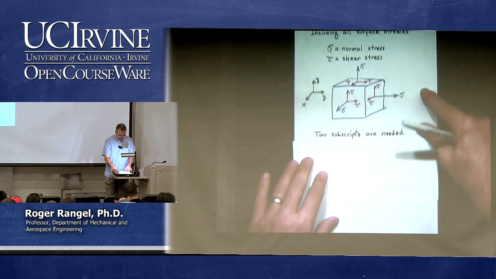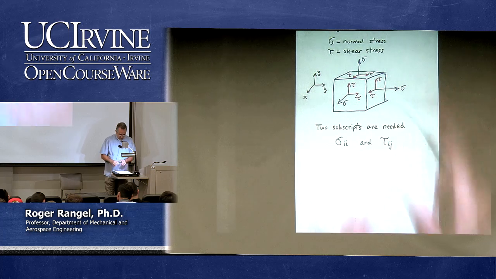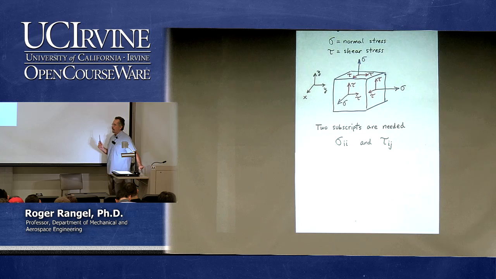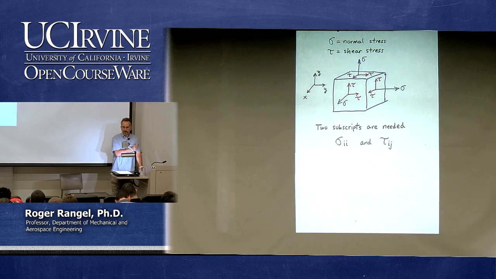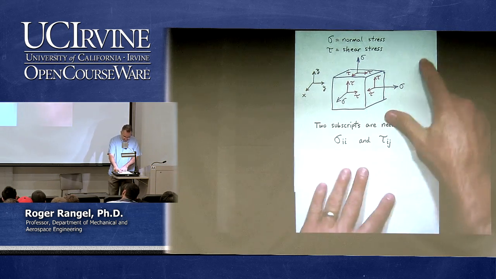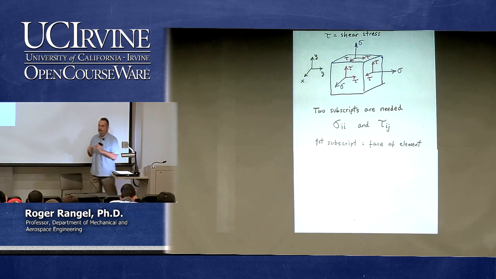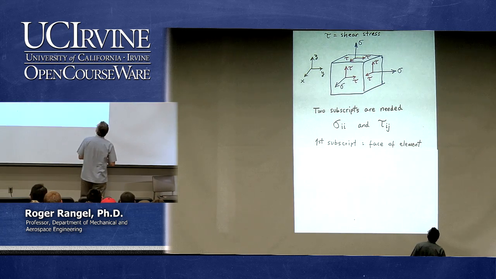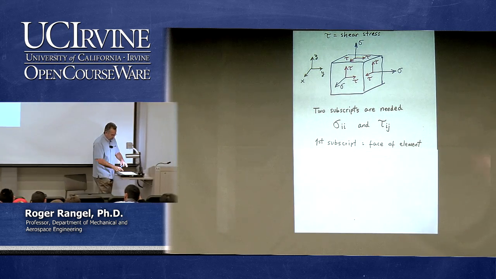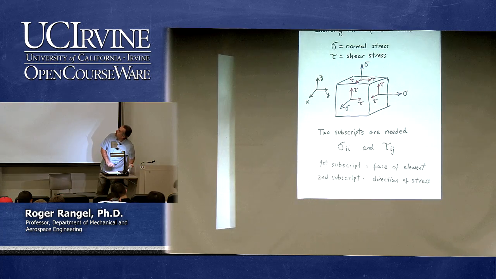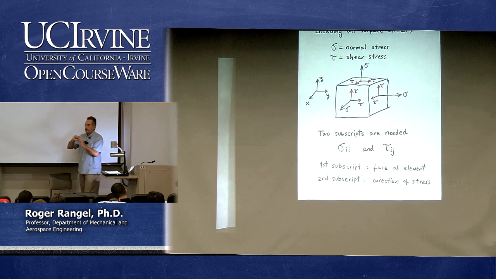So now I realize that I have to have two subscripts to organize my stresses so that I can recognize them. I'm going to use two subscripts for both sigma and tau. In the case of sigma, it's just i and i, a repeated subscript, but in the case of tau, it'll be i and j. The first subscript will tell me which face the stress is acting on. The second subscript will tell me which direction the stress is acting in, what direction it points at.